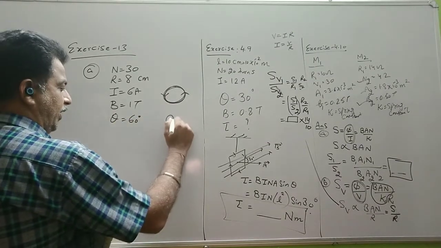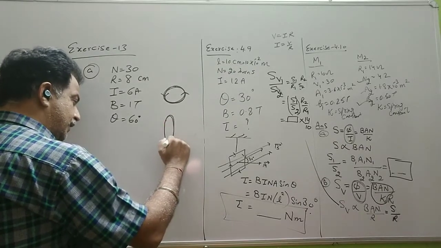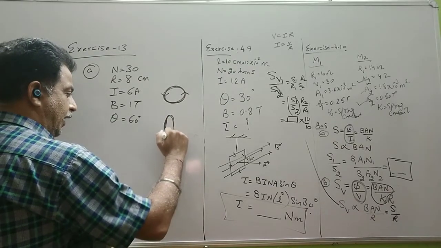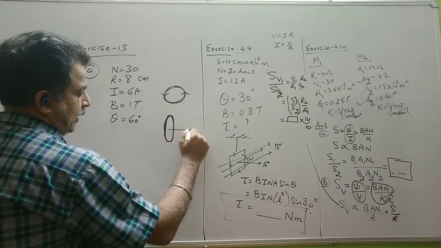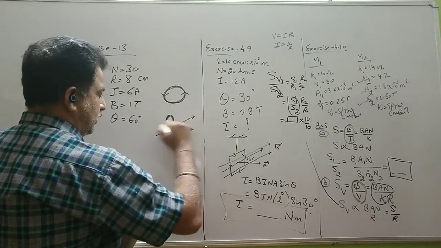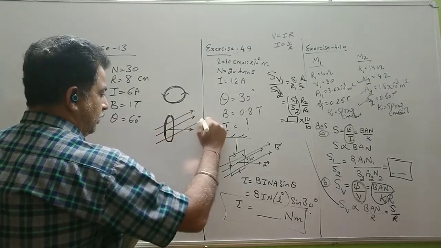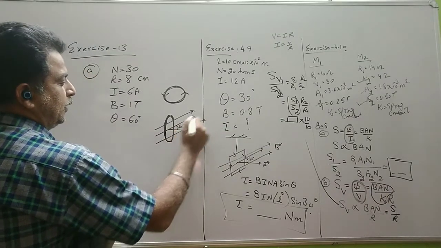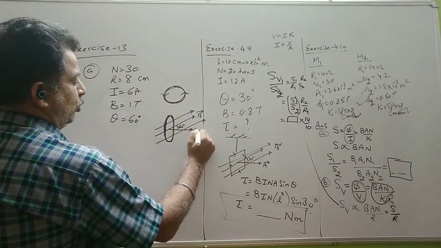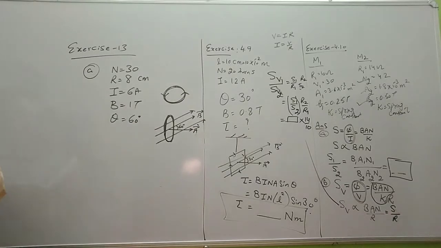So if I suspend the coil like this, having n turns, its area vector is like this. So this is the direction of the magnetic field. So it makes an angle 30 degree with this, and the normal of the plane of the coil makes 60 degree. Calculate the magnitude of counter torque that must be applied to prevent the coil from turning.